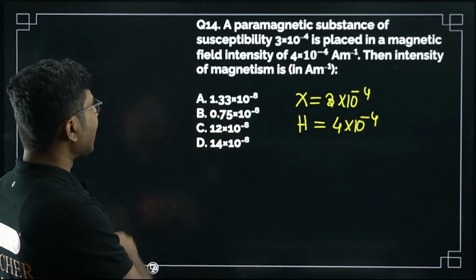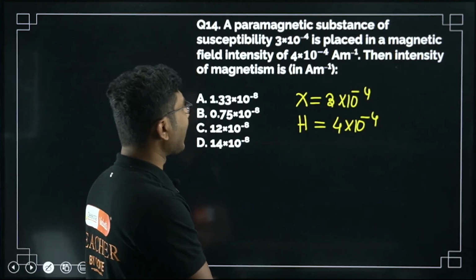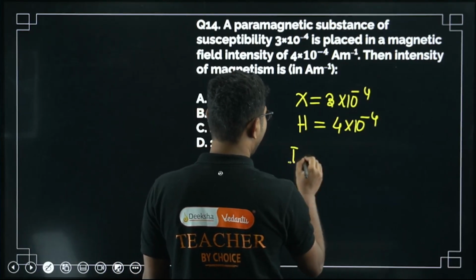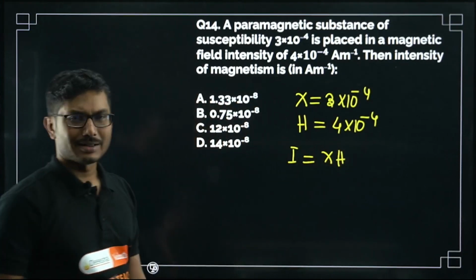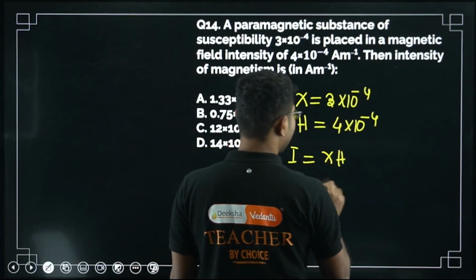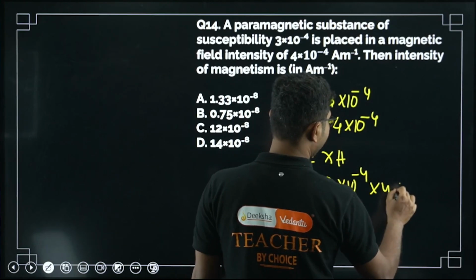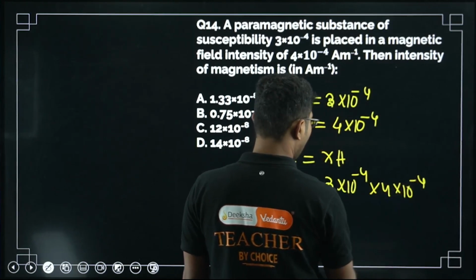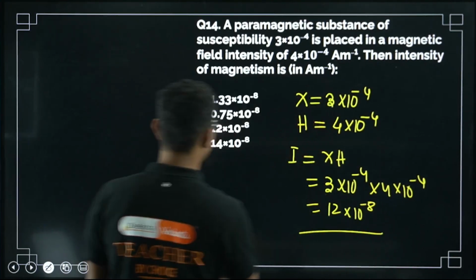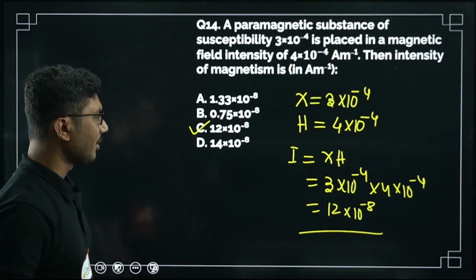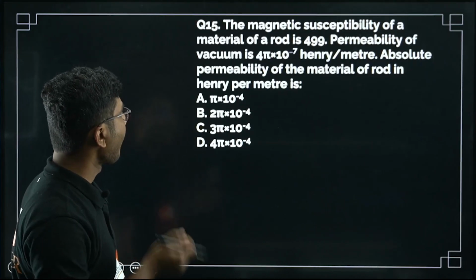Now they asked you the intensity of magnetism I. So intensity of magnetism is basically chi H, as simple as that. So it will be 3 times 10 to the power of minus 4 times 4 times 10 to the power of minus 4, or 12 times 10 to the power of minus 8. So the correct answer is 12 times 10 to the power of minus 8. Okay.